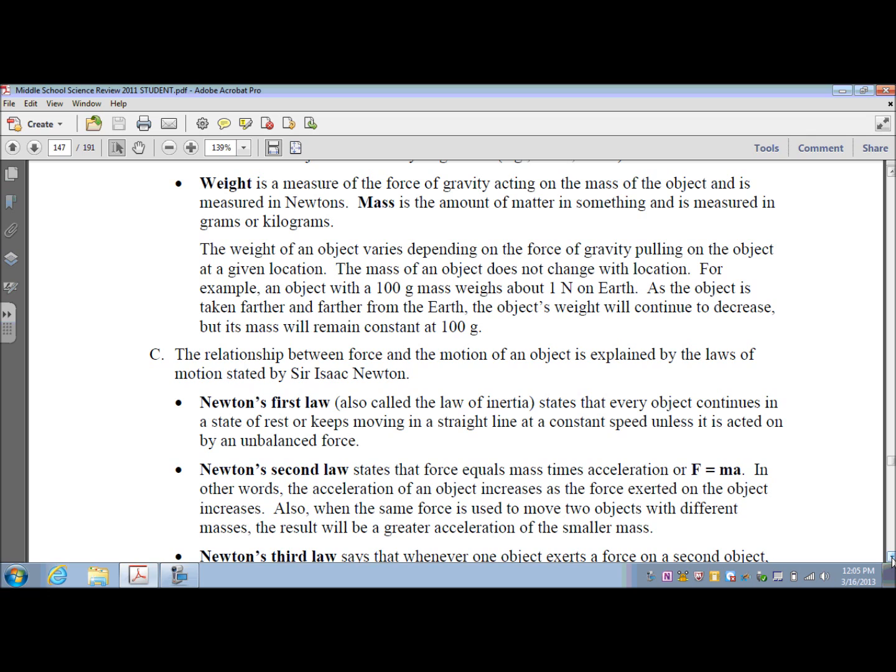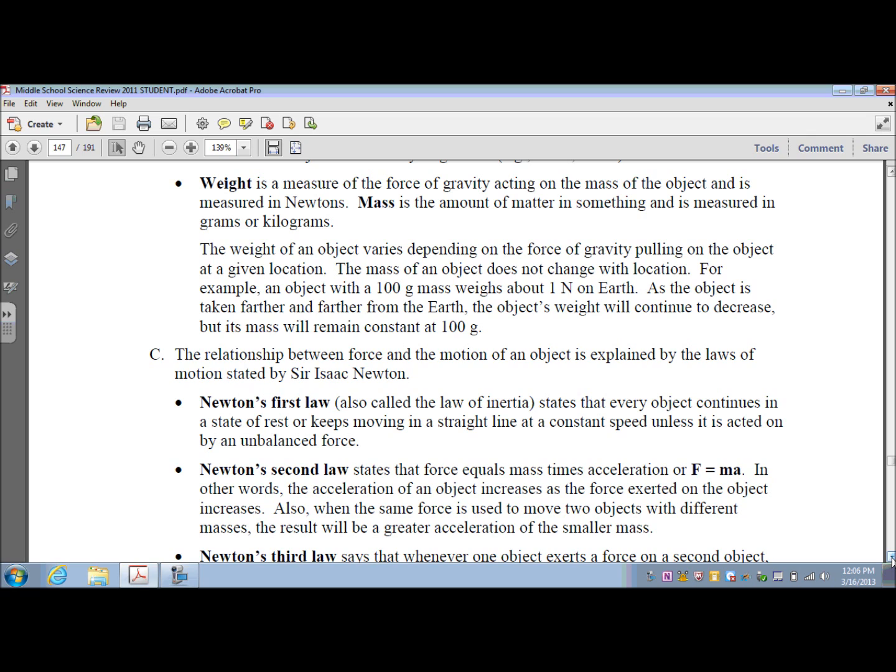Weight is a measure of the force of gravity acting on the mass of an object and is measured in newtons. Mass is the amount of matter in something and is measured in grams or kilograms. The weight of an object varies depending on the force of gravity pulling on the object at a given location. The mass of an object does not change with location.